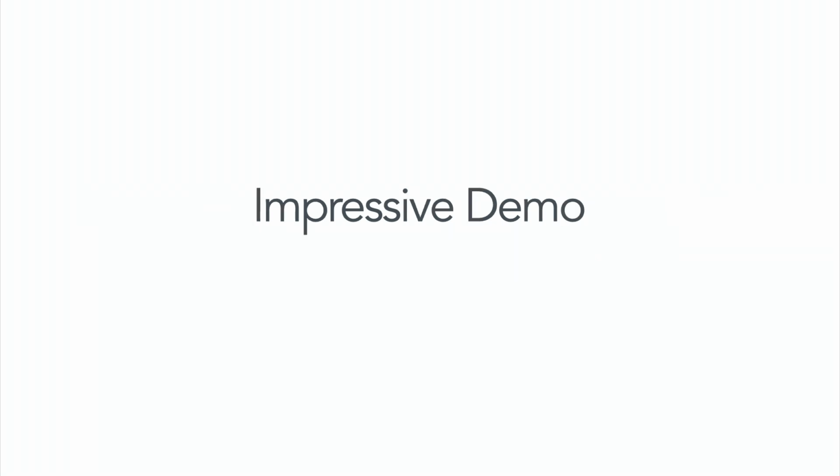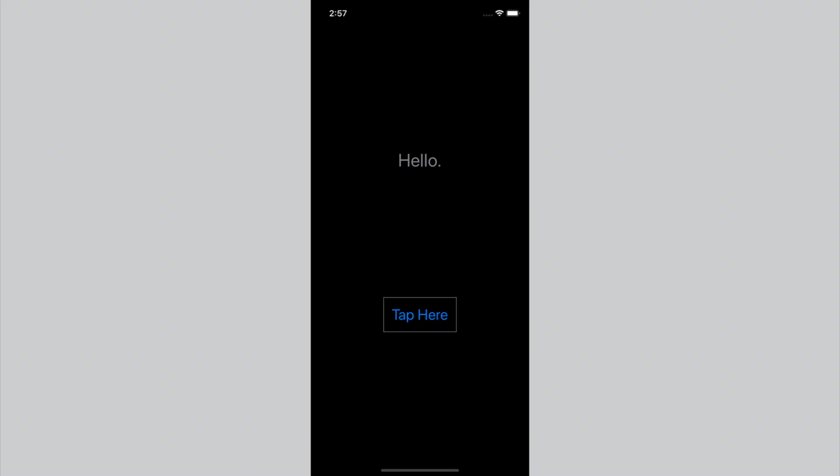Let's start with what we'll call an impressive demo. Here's your basic one button, one label application. We'll write it 2 times. We'll write it in UIKit and then we'll write it in SwiftUI and look at some of the differences.